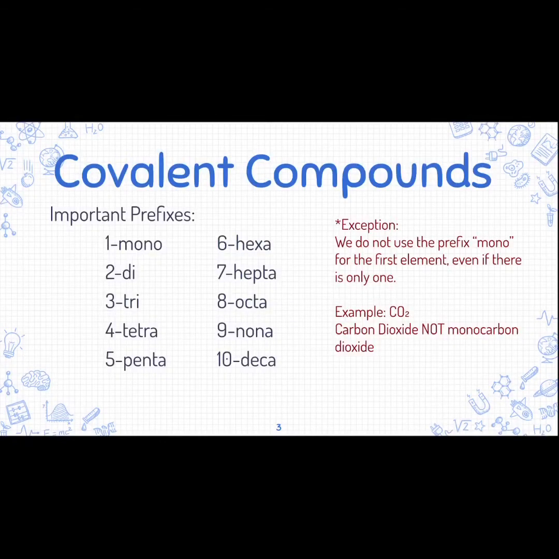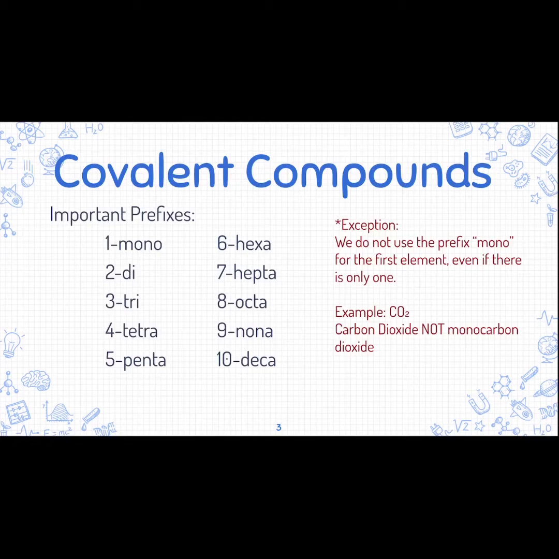Some of the prefixes that you will need to know and be able to use for naming covalent compounds are listed here. So 1 is mono, 2 is di, 3 is tri, 4 is tetra, 5 is penta, 6 is hexa, 7 is hepta, 8 is octa, 9 is nona, and 10 is deca. So all of those are things that you need to practice and remember.